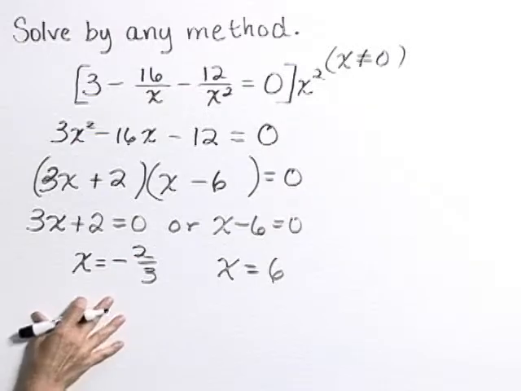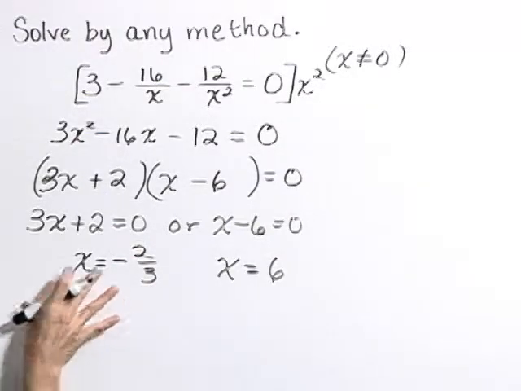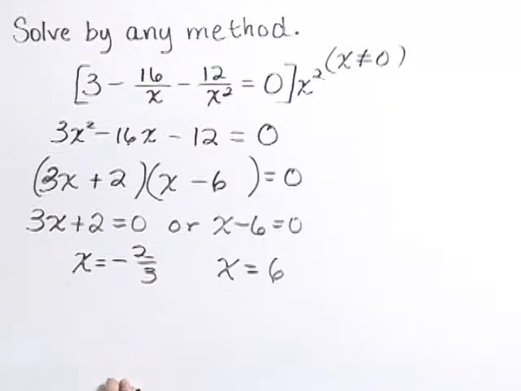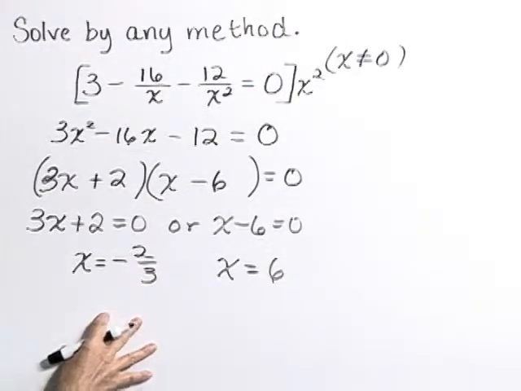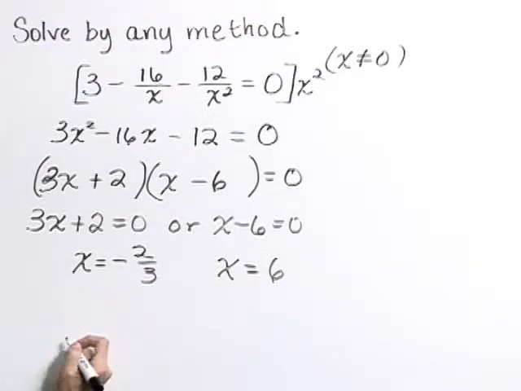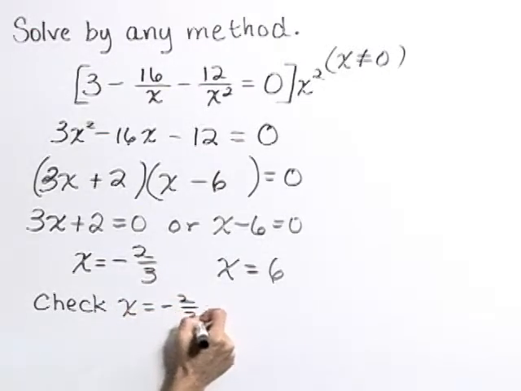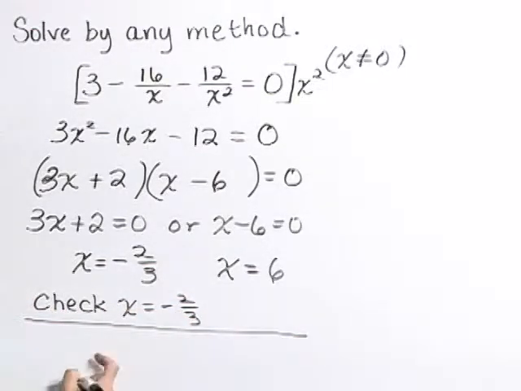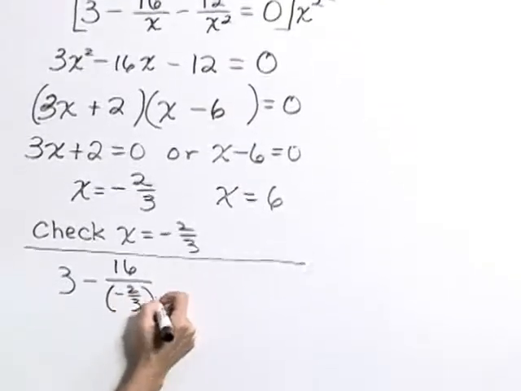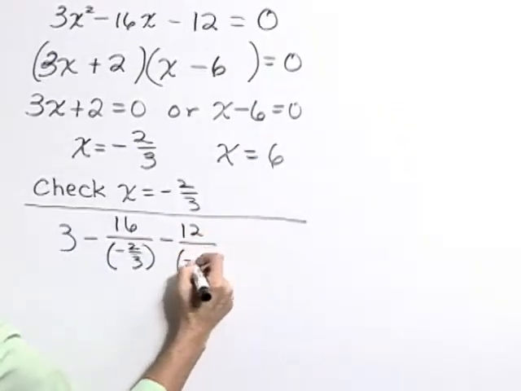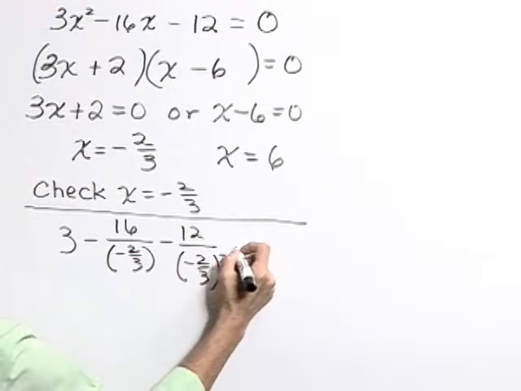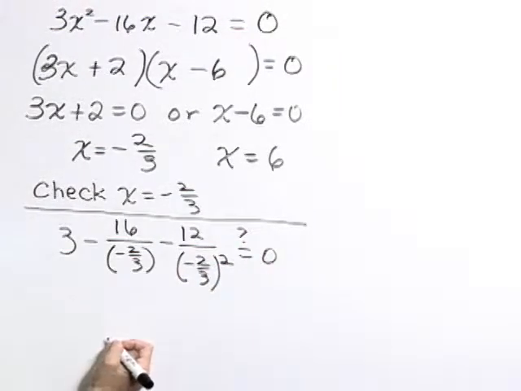Now, anytime that we do things like multiplying an equation through by a variable, say x squared as we did, we really need to check both of our solutions to make sure that we haven't introduced any extraneous roots. I'm going to check this x equal negative 2/3. Make sure you go back to the original equation. So is 3 minus 16 over negative 2/3 minus 12 over negative 2/3 squared going to give us 0?